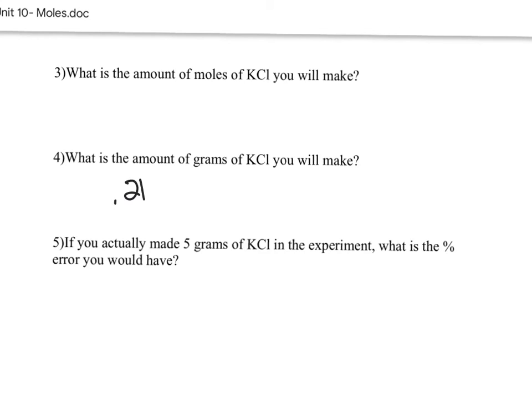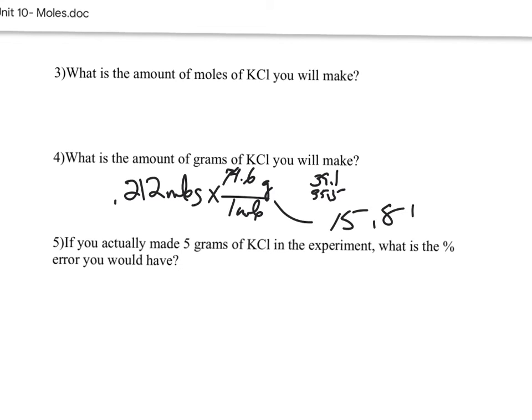Well, I would take the 0.212 moles of KCl times the mass in grams, which is going to be 39.1 plus 35.5. So 39.1 plus 35.5, I get 74.6 grams per 1 mole. So times 0.212, I come up with about 15.8 grams of KCl.